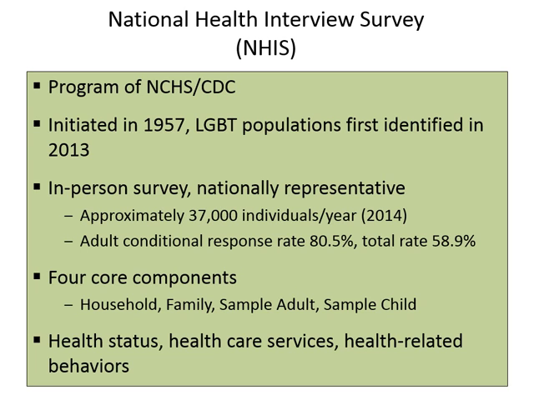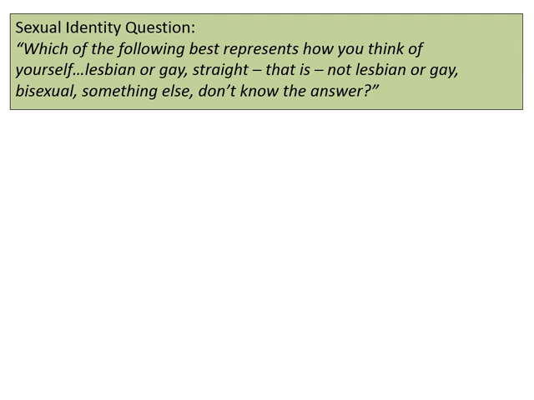And just like Burfus and Haynes, NHIS asks about health status, self-rated health, health problems, how often you see a doctor, access to care, and health behaviors: smoking, obesity, exercise, and similar. In 2013, when NHIS first started asking about sexual identity, they gave these options: which best represents how you think of yourself, lesbian or gay, straight, which is not lesbian or gay, bisexual, something else, or not sure. So again, they give these options for individuals to choose.